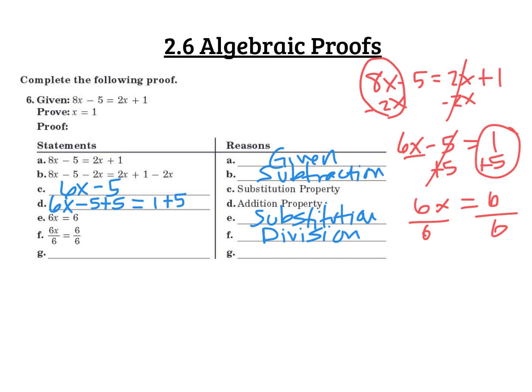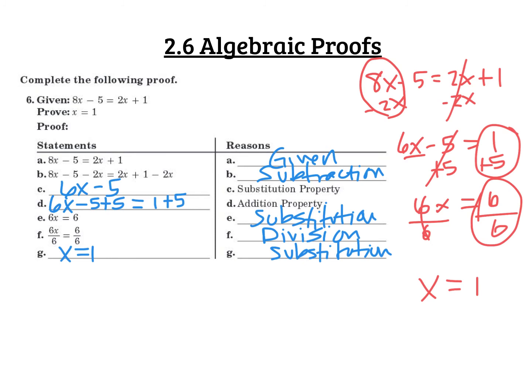I did this, I did this, I did this. And then for the very last step, we simplify, right? The 6's are going to cancel. You're left with x equals 1. We can replace a fraction with something equivalent, smaller, easier to look at. We're left with x equals 1, which is a substitution.